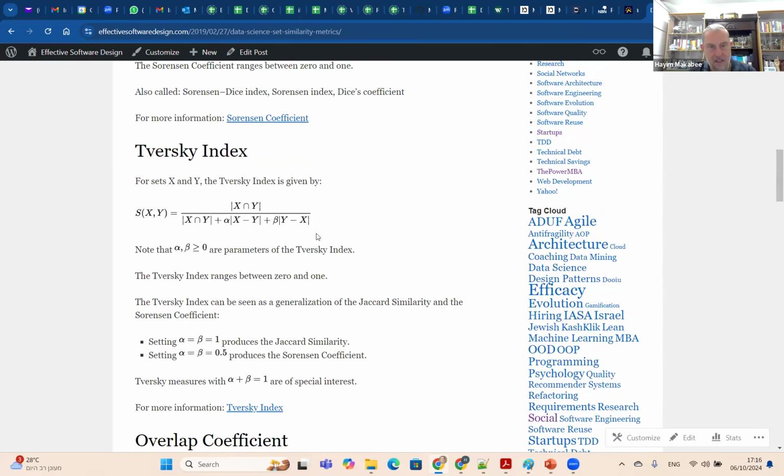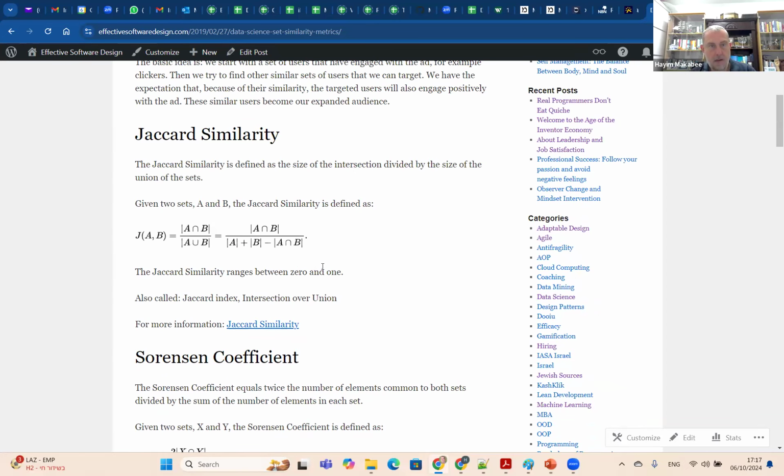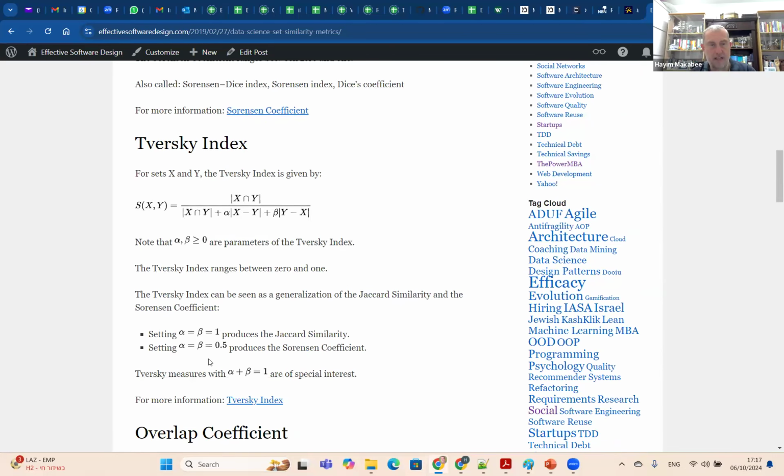Then you have the Tversky index. The Tversky index has 2 parameters, alpha and beta, that must be equal to or greater than 0. So the Tversky index is the size of the intersection divided by the size of the intersection plus alpha multiplied by the difference between x and y, plus beta times the difference between y and x. Okay, so this is Tversky, and when alpha equals beta equals one, you have this. It is Jaccard similarity. And when alpha equals beta equals half, you have the Sorensen coefficient.